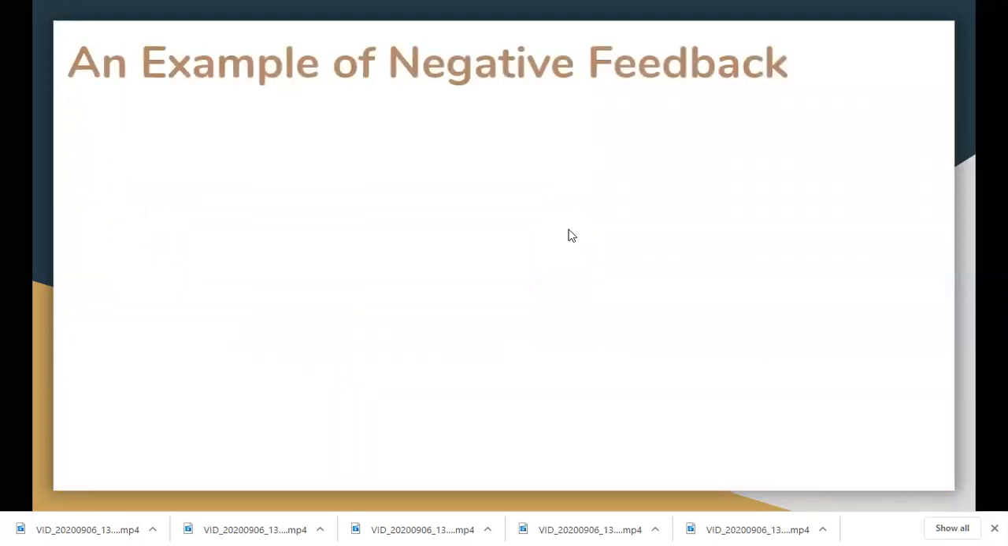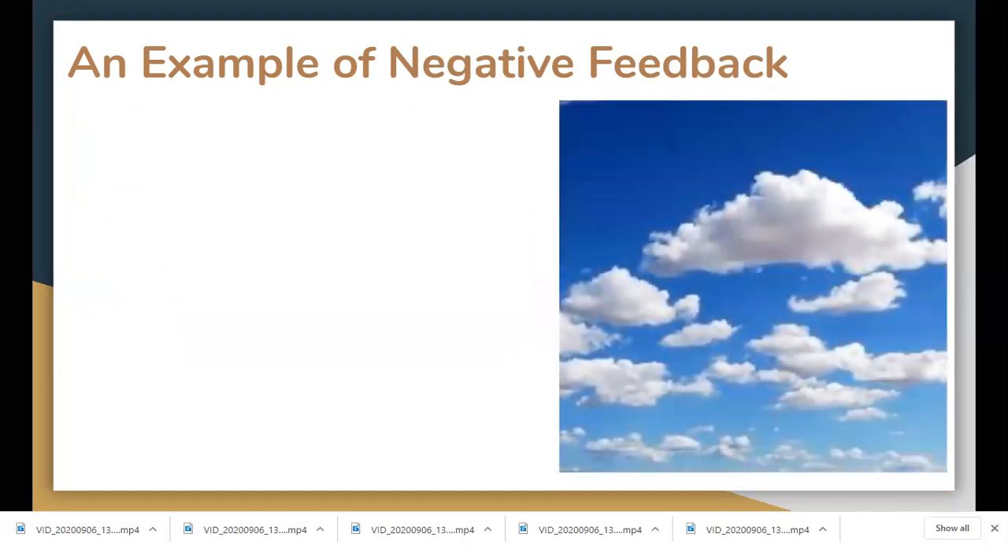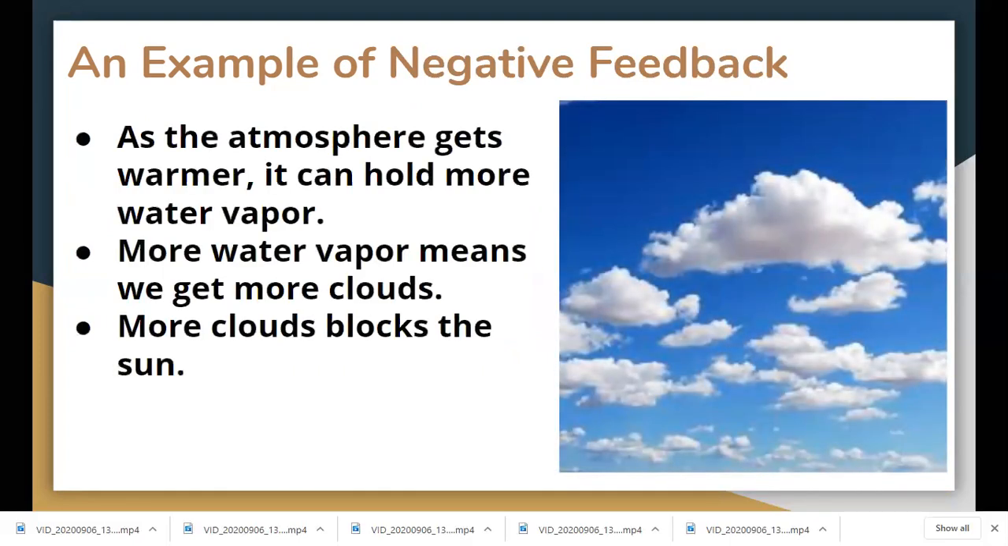Let's do an example of negative feedback. It's a picture of some clouds in the sky. So let's think about this. After the glaciers are melting and the land is heating up, and then the air around the land is heating up, the atmosphere is going to start getting warmer, and it can hold more water vapor when it's warmer. That's why in summer you get more sticky, humid weather, because warmer air can hold more water vapor. And more water vapor means we get more clouds. Clouds are just water vapor in the sky. So the more water vapor in the air, the more clouds we're going to get.